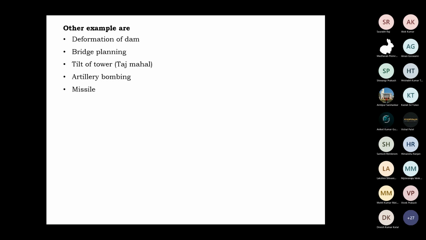Yes, sir. So how do we know it is tilting? Okay, some techniques are there. Some surveying is there. Okay, what is the degree of deflection? How do we know it? As you say, artillery bombing.